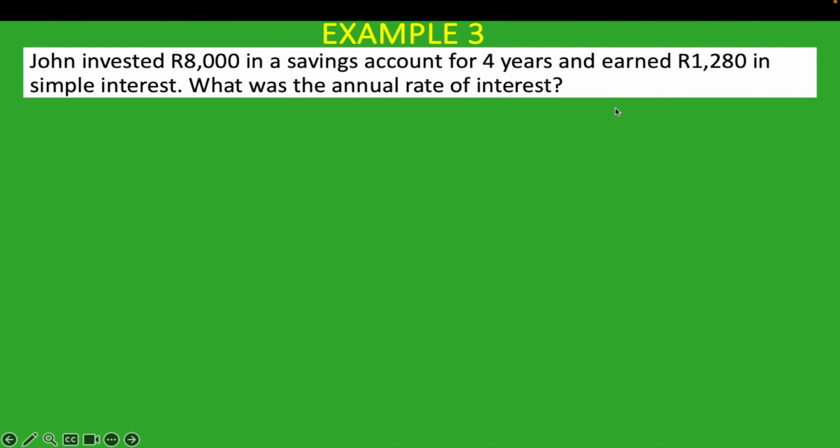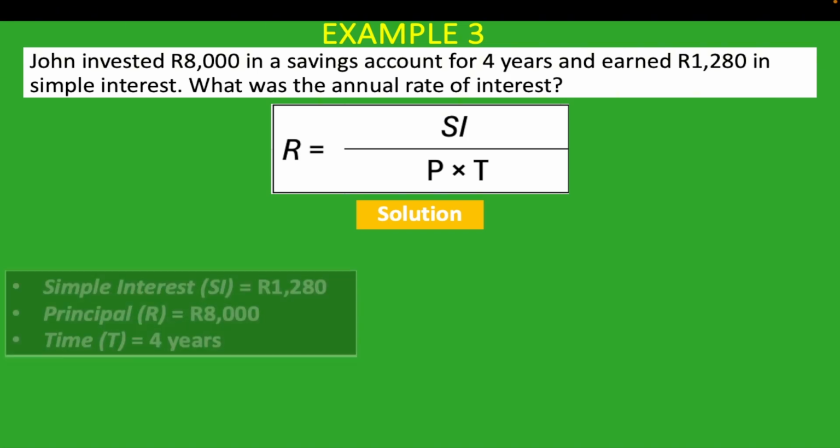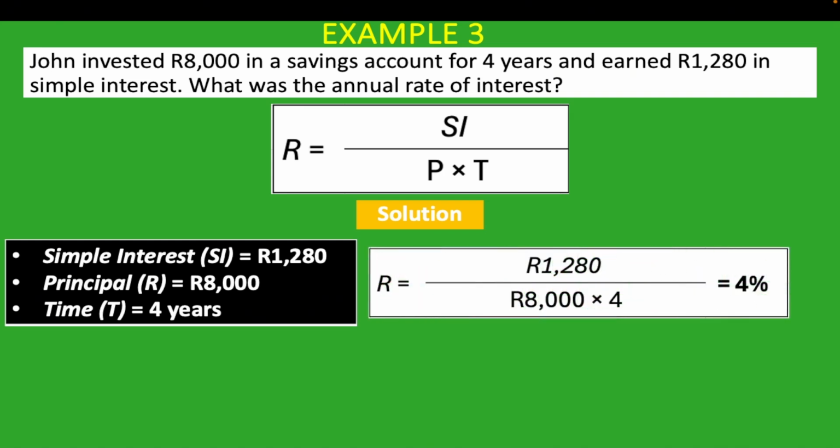And so how do we calculate our annual rate of interest? Well, here's our formula. The rate of interest would be the simple interest divided by the principal amount multiplied by the time period. Let's bring up our elements as we've mentioned them. The simple interest is the 1,280 Rand. The principal amount is the 8,000 Rand, and the time period is 4 years. Once we plug it into our formula, what is our answer? Our answer is 4%. Okay, that is how we go about getting the rate of interest if that is the missing variable and we're given the other elements.